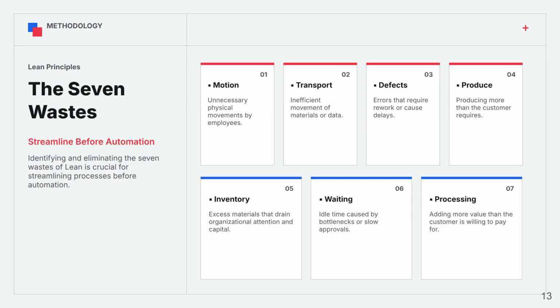For example, if an employee manually enters the same customer information into multiple systems, this creates unnecessary motion, processing, and opportunities for defects. By redesigning the workflow first, these wastes can be eliminated before automation is introduced. The key lesson is that Lean encourages organizations to streamline processes before implementing RPA. A simplified, waste-free process allows software robots to operate faster, more accurately, and with greater business value.